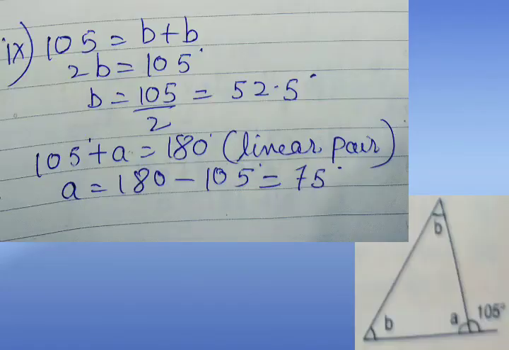Now the last one, 105 is equal to b plus b. Exterior angle is equal to what? Sum of its interior opposite angle. So b will be equal to 52.5 degree. Again, the relation between 105 and a is what? A linear pair. So 105 plus a is equal to 180 degree, and a is equal to 180 minus 105, that is 75 degree answer.